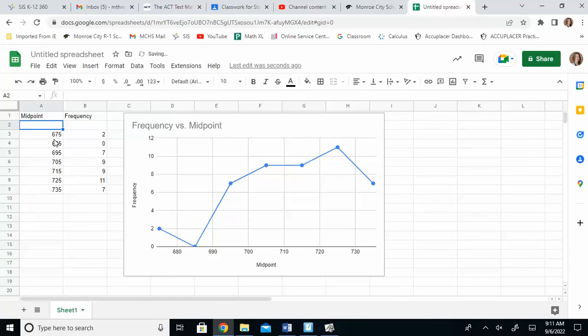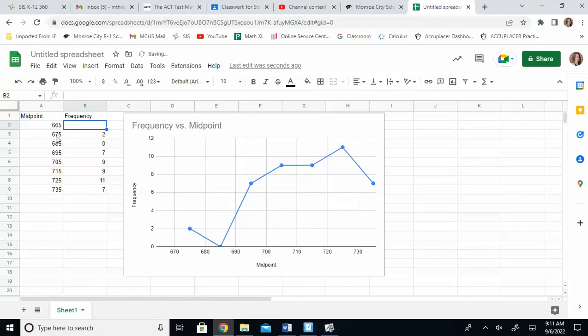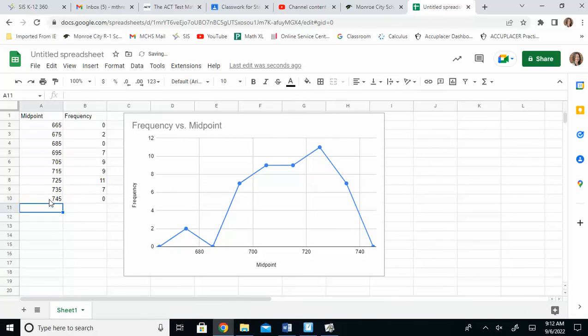So what we actually need to do is go back and add in another point. So if you think about these, what would be the midpoint right before 675? 665. And my frequency of that would be 0 because we didn't have any. And you notice what happened right there. It connected to my axis. So we need to do the same thing at the end. So I'm going to add in 745 and 0 so it connects that one down to the axis. So when you're drawing these, you'll always have to go in and add in a point at the beginning and end with a frequency of 0.